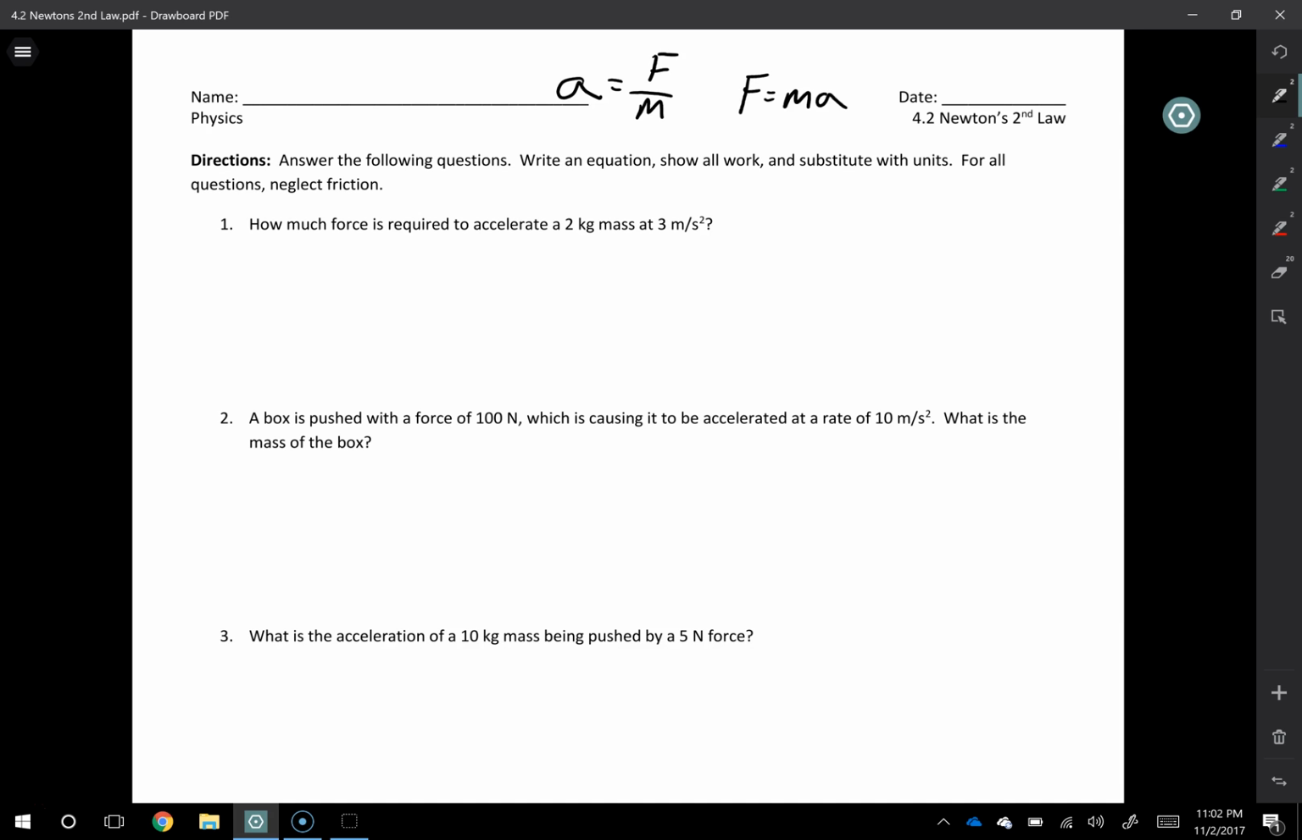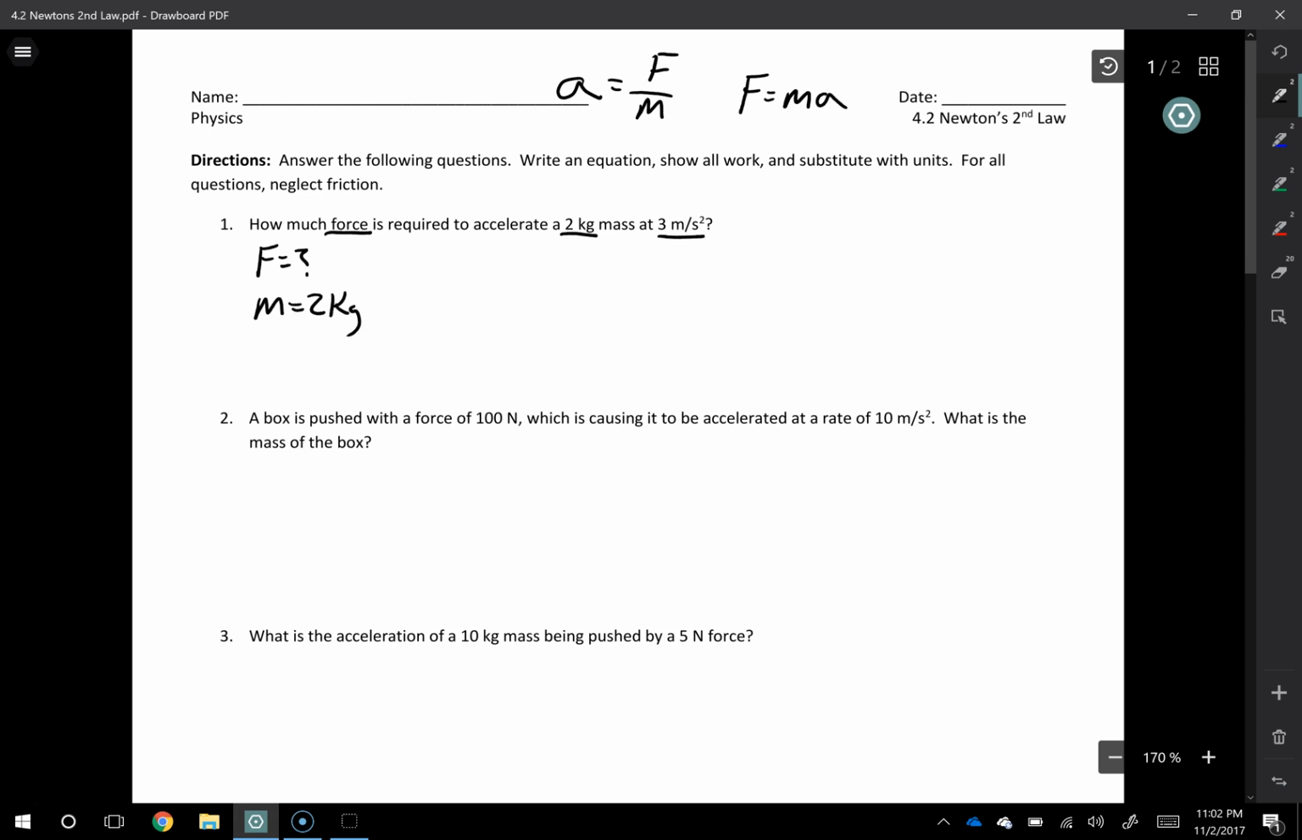So let's do the GUESS method: given, unknown, equation, substitute, and solve. It says how much force, so they're looking for the force, is required to accelerate a 2 kilogram mass at 3 meters per second squared. Okay, so there's our givens, our unknown, and now you've got to pick an equation to use. Since we're solving for the force, I'm going to use F equals ma, because it's already solved for the force variable. So F is equal to 2 kilograms times 3 meters per second squared. Force is equal to 6 newtons.